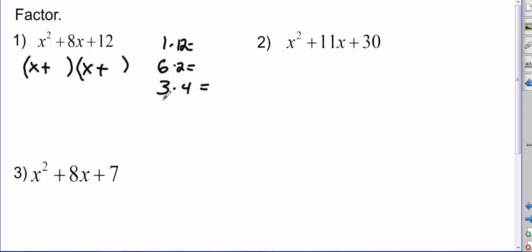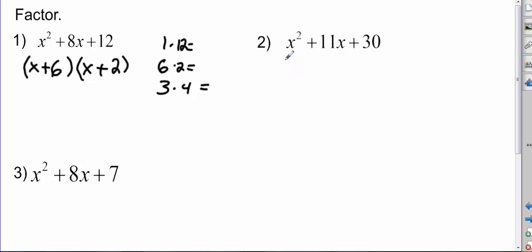And then we're going to start going back the other direction. We could do 4 and 3. We could do 2 and 6. And then we could do 12 and 1. So to find two of them where their sum equals that second term there, we need to use 6 and 2. It doesn't really matter which order we put these in this particular case. So let's go ahead and plug those in, and we're done.